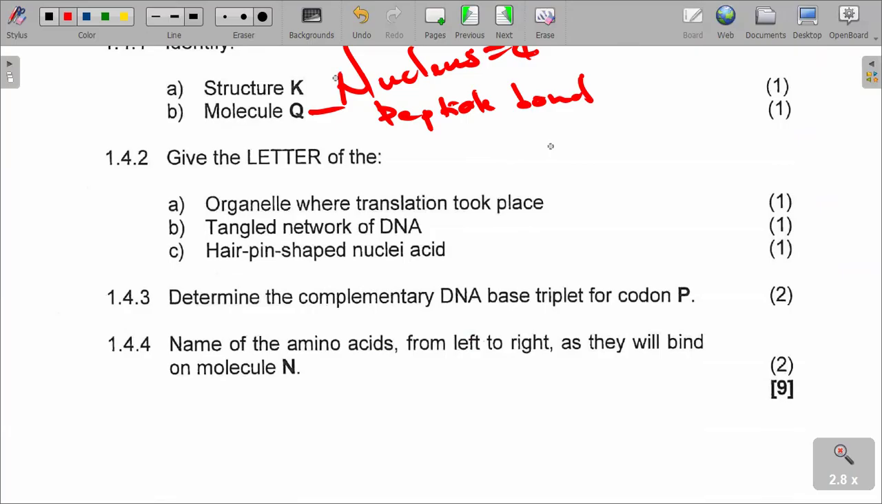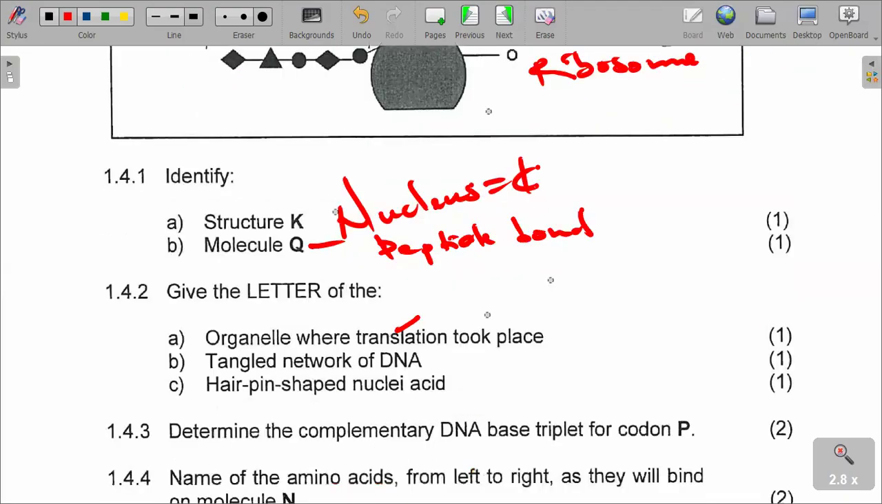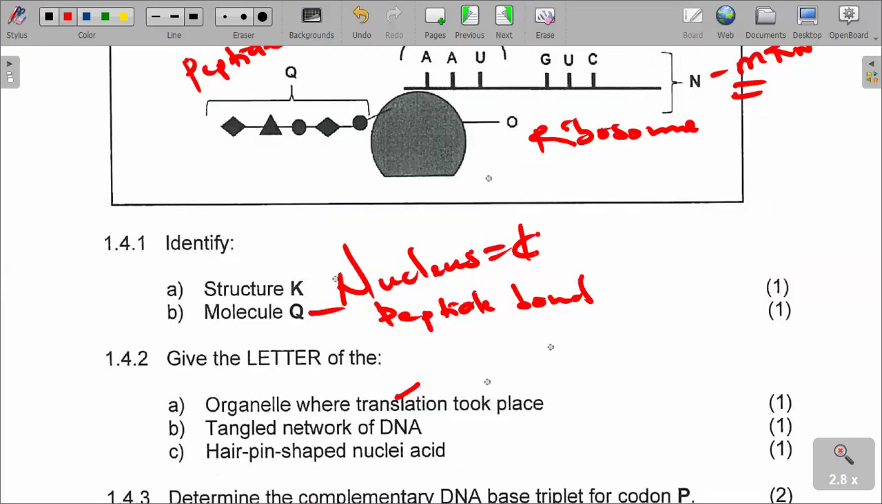And then give the letter of the organelle where translation took place. We are asking for the position where translation occurs. It occurs at the ribosome. Like I said, the ribosome is represented by O. O represents the ribosomes where translation is occurring.